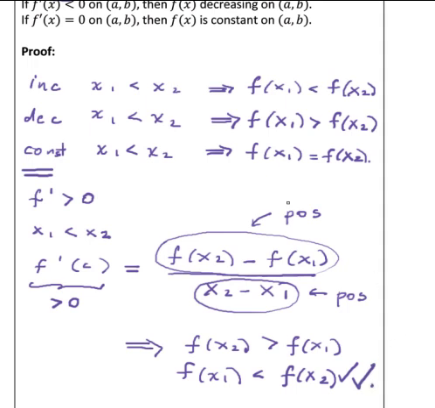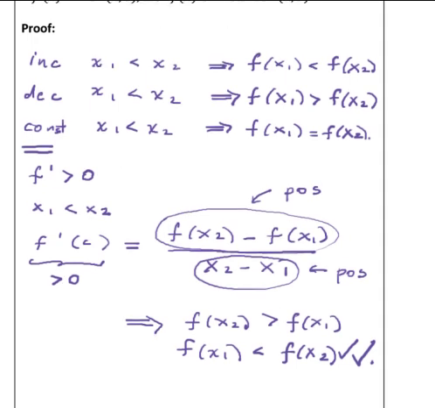So that proves the theorem when f prime is greater than 0. If f prime is less than 0, then it's very similar. Basically, the denominator will be positive and the top will be negative, and if the top is negative, that means f of x1 is greater than f of x2, which is this conclusion. The proof is very similar, so we'll just do this piece of the proof.